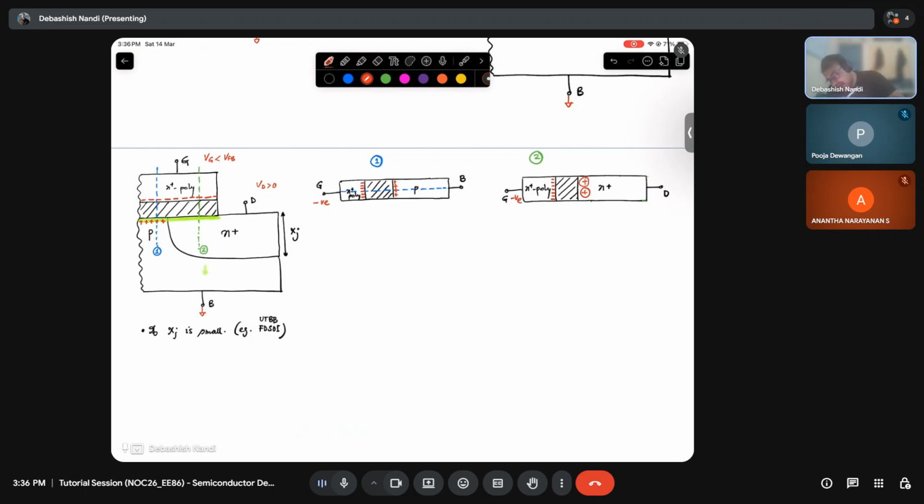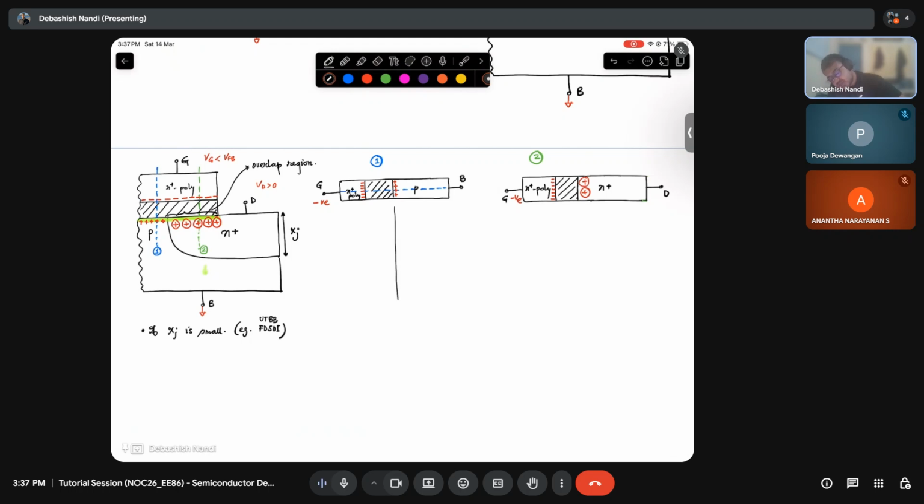So what will happen? In this case, you will have a depletion region. This region, by the way, is also called the overlap region, right? Fine. So now let us draw the band diagram.